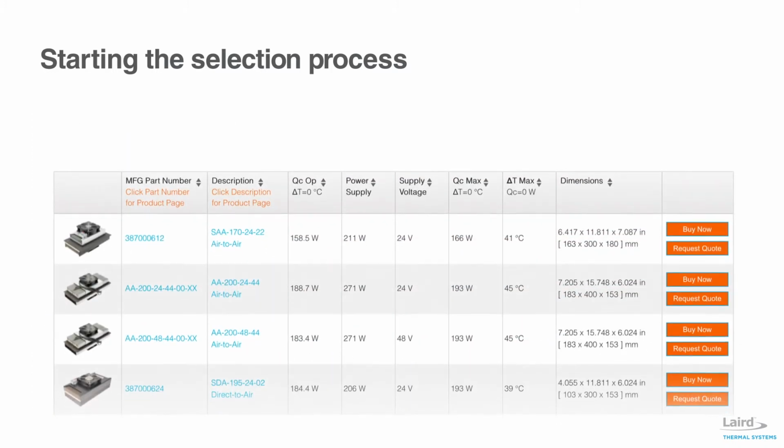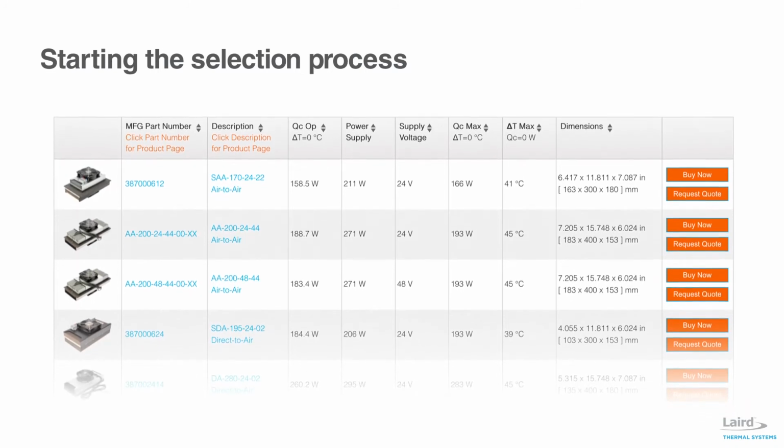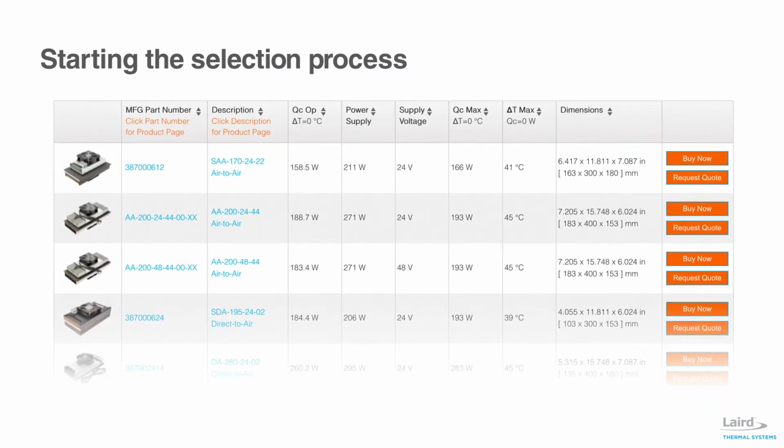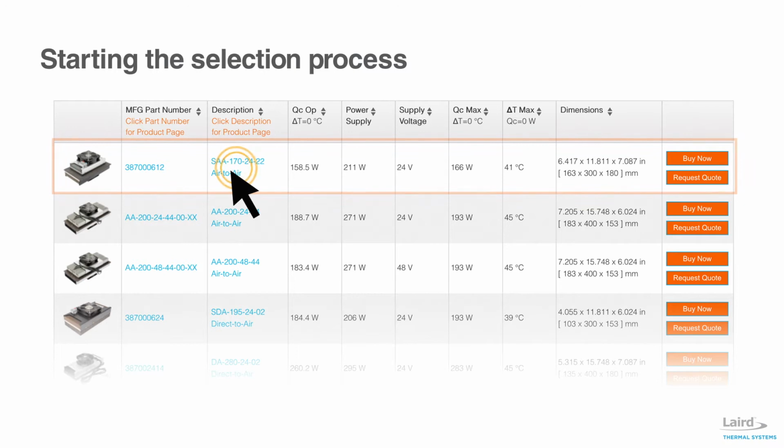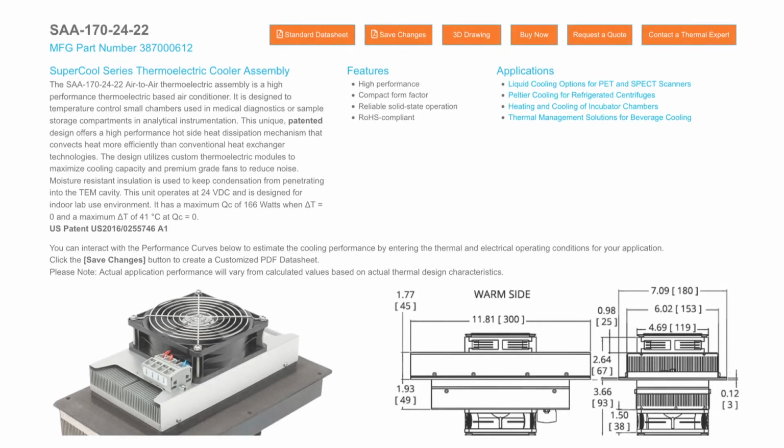The selection of 150 watts at a delta T of 0 degrees will produce a number of thermoelectric coolers and assemblies. We will ignore the thermoelectric cooler options for now, since we are looking for an enclosure cooling solution to cool a volume of air. In this example, we will choose the SAA 170-2422. Next, we will click this part number and access the active datasheet. If we need samples for engineering evaluation, we can check stock by clicking the Buy Now button.